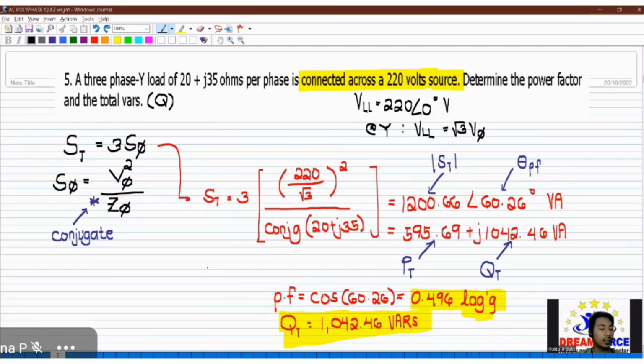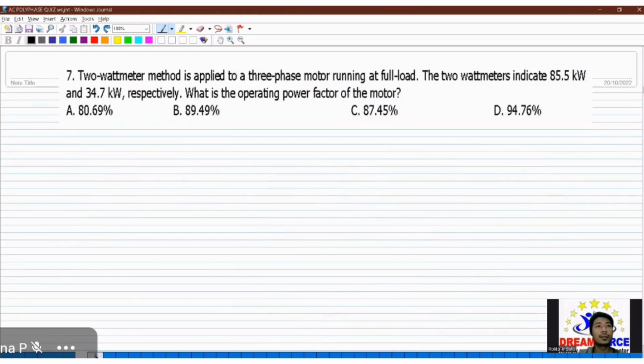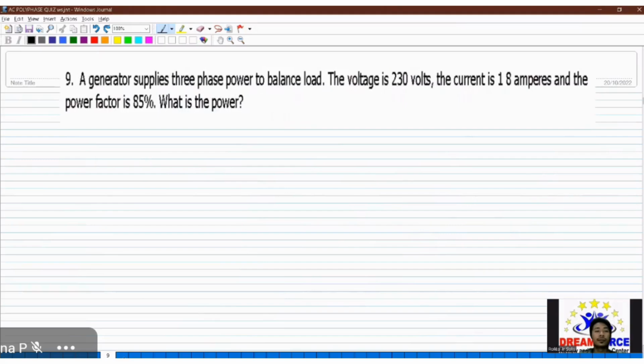And so next one na i-solve natin, yung walang choices ulit. Doon tayo sa number 9. So number 9: generator supplies 3-phase power to balanced load. The voltage is 230 volts, the current is 18 amperes, and the power factor is 85%. What is the power?